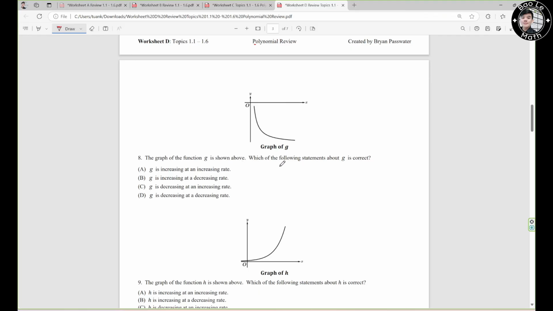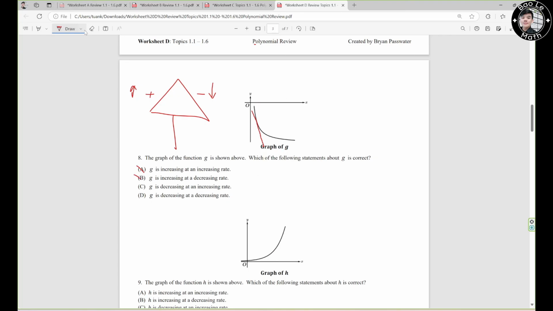Which of the following statements about the function g is correct? The function g is increasing at an increasing rate, or something like that. So you just draw a tangent line right here, and you use the Christmas tree trick. The tangent line is going this way, the slope is positive, the function is increasing. The tangent line is going this way, the slope is negative, the function is decreasing. So because the tangent line is going this way, the function is decreasing. So I eliminate A and B.